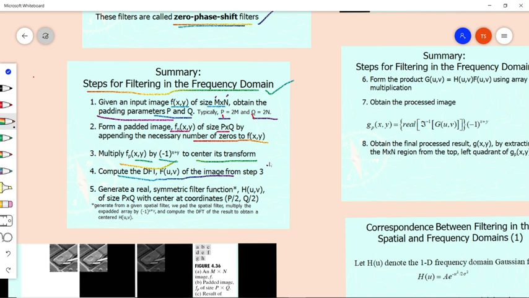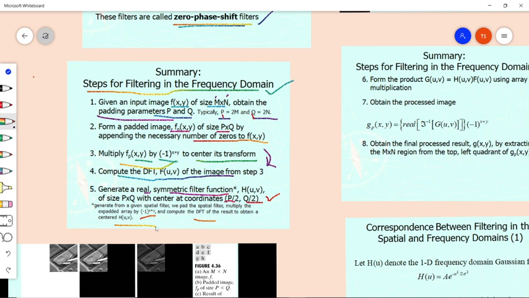Then generate a real symmetric filter function H of u v of size P by Q, with center coordinates P/2, Q/2. Now generate a spatial filter, pad the spatial filter, multiply the expanded array by minus 1 to the power x plus y, and compute the DFT. The result is obtained at the center point.